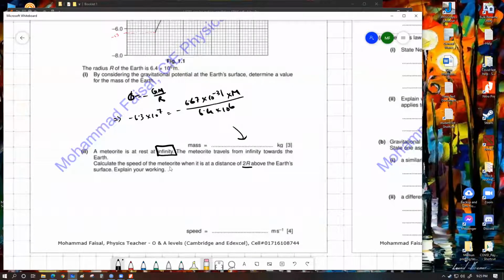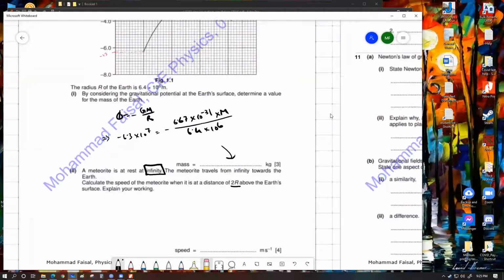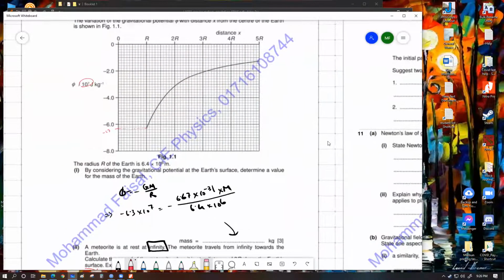We are asked to calculate the speed of the meteorite when it is at a distance of 2r above the Earth's surface. Now, this is the important bit that you have to read very carefully. What does this sentence read? It is at a distance 2r above the Earth's surface. Read again. So what is the actual distance from the center? 3r. So you have to take the reading from the graph for 3r, not for 2r. These are the small traps that the examiner sets for you, and I'm warning you not to get into these traps. Read the question very carefully.